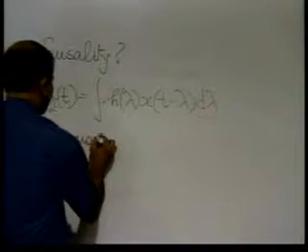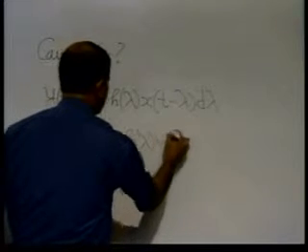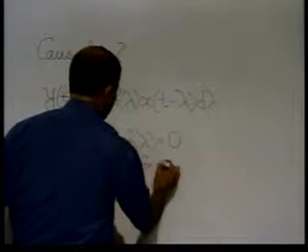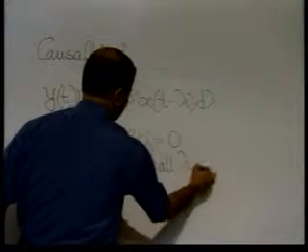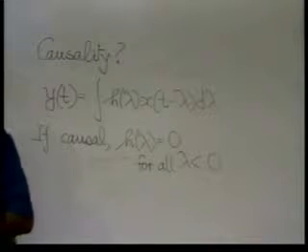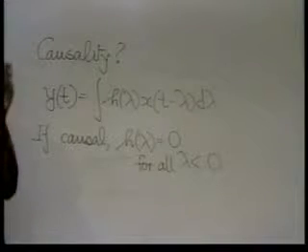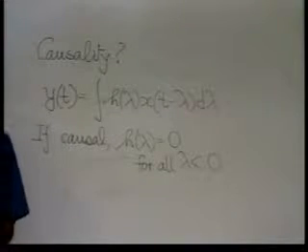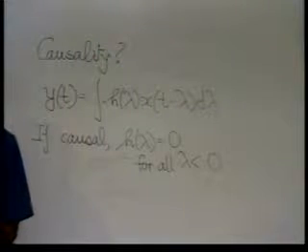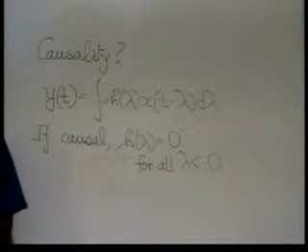That's right. So if the LSI system is causal, h(λ) must be equal to 0 for all λ less than 0. As simple as that. We don't care what happens for λ greater than or equal to 0, but for λ less than 0, there must be a strict null. So causality also has been handled quite easily, right?